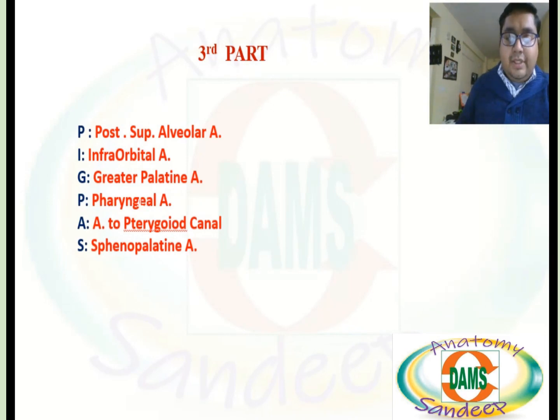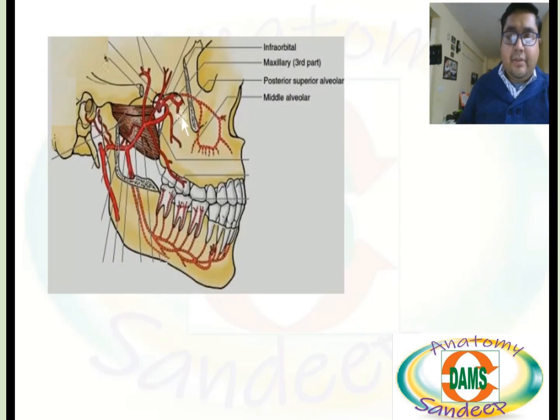Now let us talk about the three remaining arteries. Here we can see the infraorbital artery, a continuation of the maxillary artery, which passes through the inferior orbital fissure and then runs along the floor of the orbit like this. And here this branch is the posterior superior alveolar artery. Now this is important to understand: the posterior superior alveolar artery supplies the molar teeth and also some branches to the premolar. The middle superior alveolar and anterior superior alveolar are going to supply the remaining teeth.